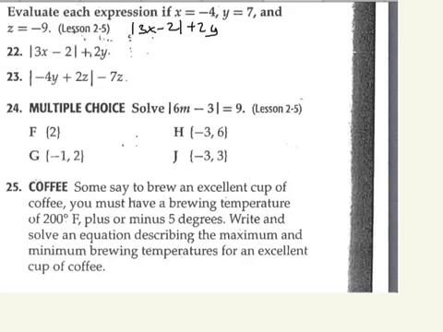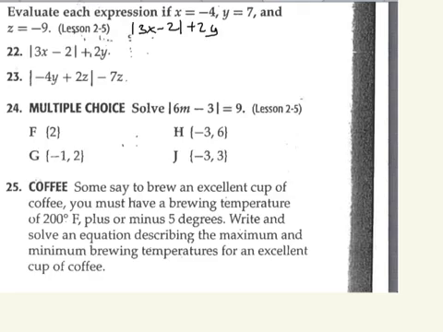In number 22, we're going to evaluate some expressions and they happen to have absolute value. Here's my hint to you. You've got to do everything within the absolute value symbol before you take the absolute value. So let's see how that works out in this example.